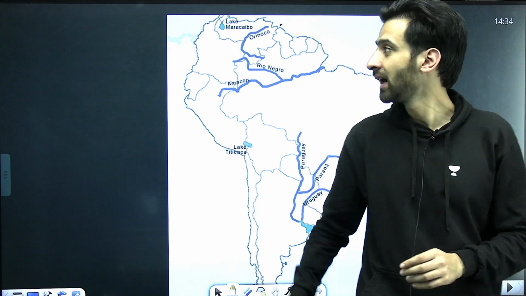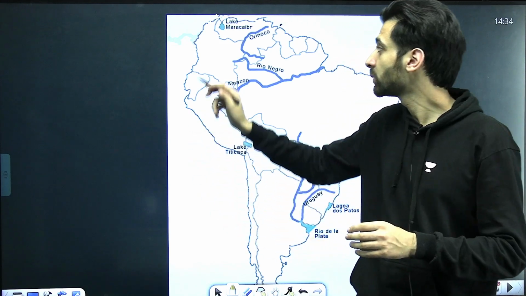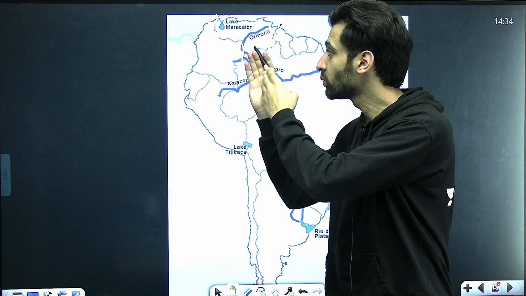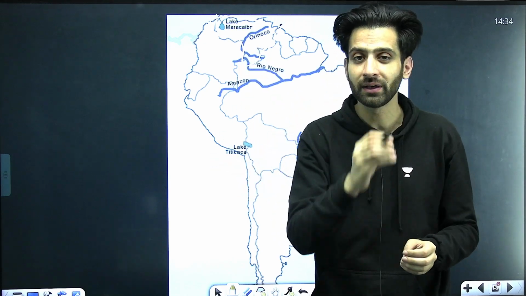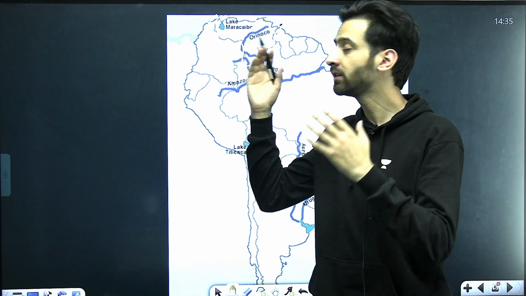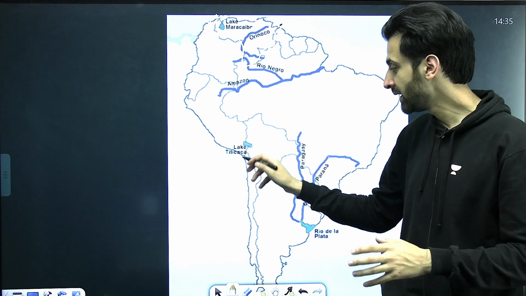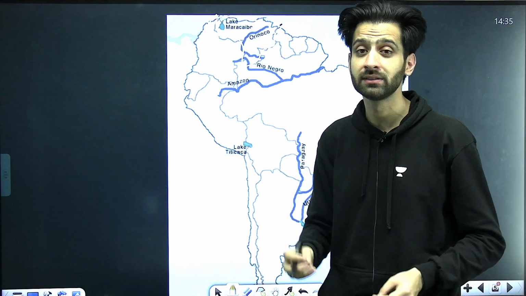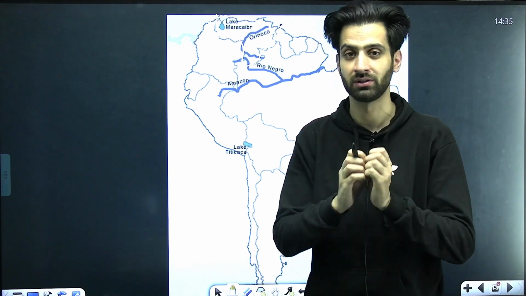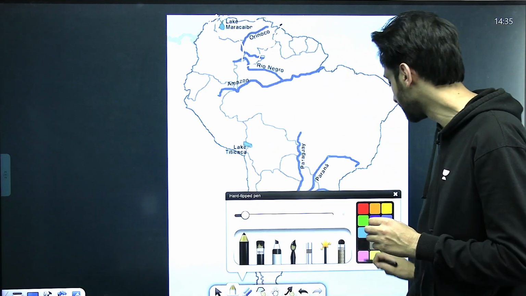Starting with the first lake, that is Lake Maracaibo, number one. Where is Lake Maracaibo located? It is located in Venezuela, the V-shaped country, as I already told you in the political map. This lake is very important as it is the largest lake in South America. Remember, this is the largest lake of the South American continent.